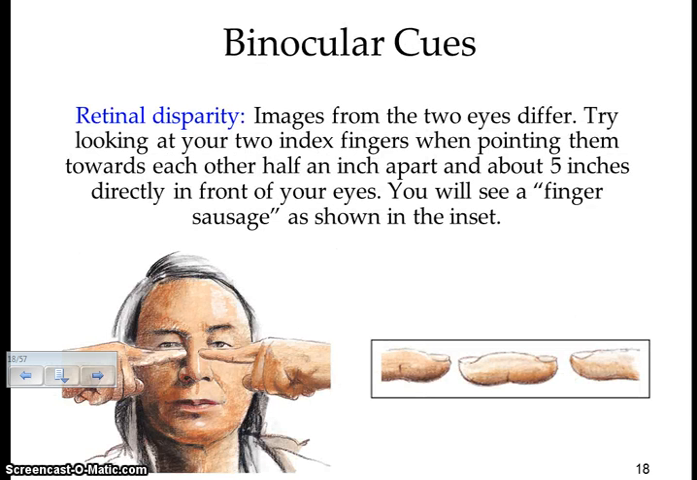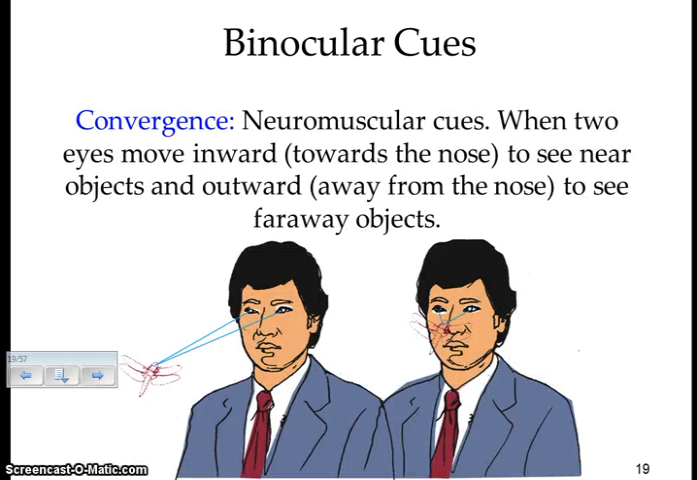So retinal disparity. This is that finger sausage. Images from two different eyes do differ. Try looking at your two index fingers when pointing them towards each other, half an inch apart, about 5 inches directly in front of your eyes. You're going to see this nice little finger sausage, if you can actually do this and measure it appropriately.